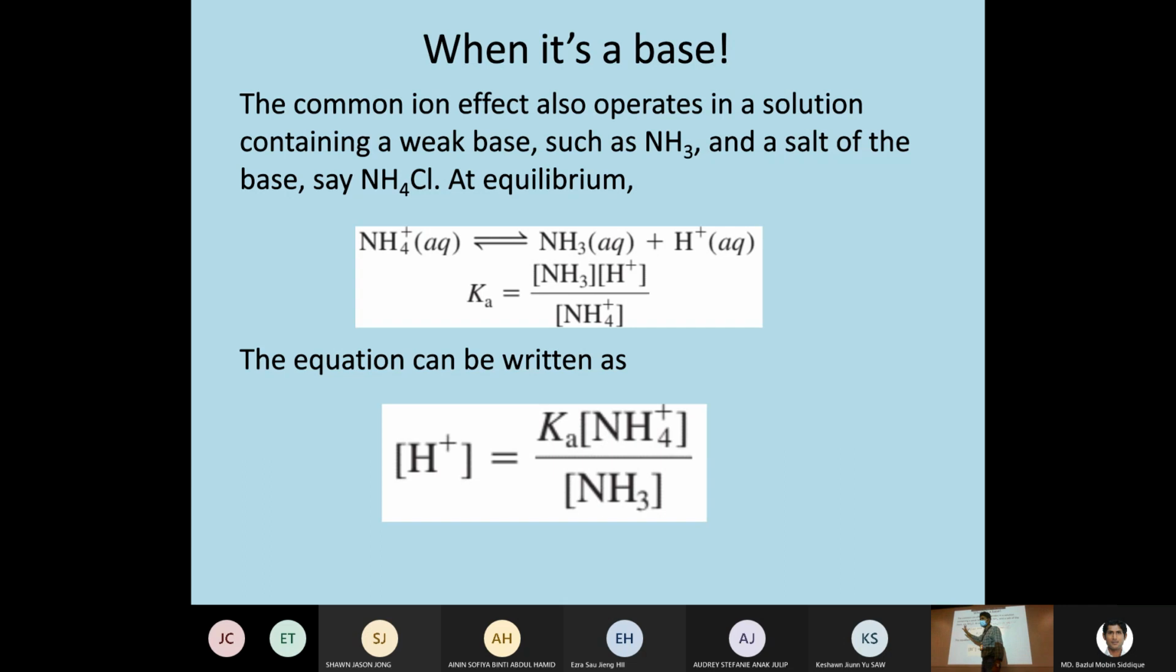This ammonium, with whatever other anion is there, will be added. So probably it will be ammonium chloride, ammonium hydroxide, or whatever. So if we put more ammonia into the solution, the reaction goes backward, and ammonia will be the common ion here. So this common ion effect not only occurs with acid, it can also occur in a basic medium.